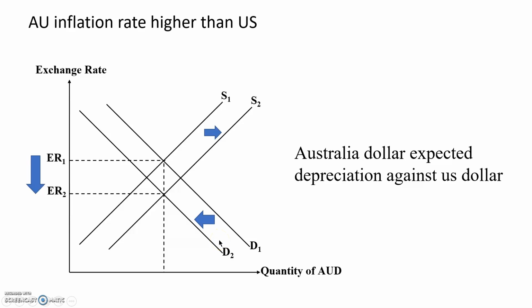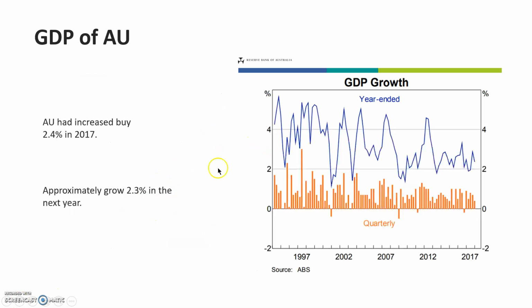Furthermore, due to the lower inflation rate of the US, Australians' demand for US exports will increase, so Australian dollar holders will try to sell Australian dollars and buy United States dollars for the US exports, which means there will be more Australian dollar supply. On the foreign exchange graph, the supply of the Australian dollar will shift to the right. The new equilibrium shows us that the Australian dollar will depreciate against the United States dollar.